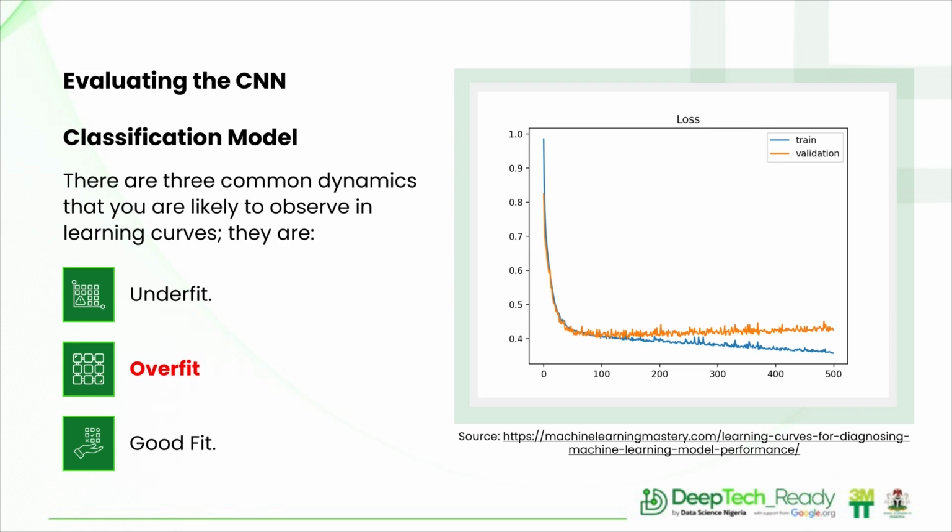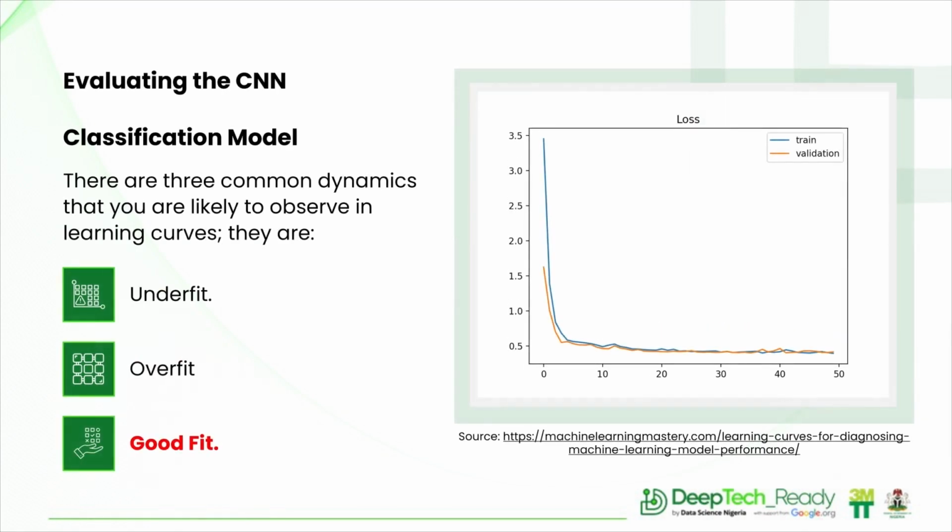Now, what we want is a good fit. That's the goal of the learning algorithm. And it exists between an overfit and an underfit model. A good fit is identified by a training and a validation loss that decreases to a point of stability with a minimal gap between the two final loss values.